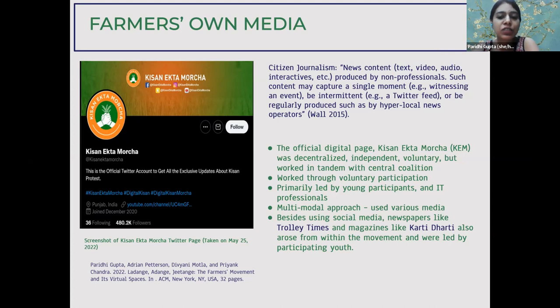The precise definition of the term citizen journalism, as most of us know, has remained elusive. Some have called it user-generated content, and others see it as content produced by non-professional journalists embedded in civic duties. The farmers' protests also became a site where such forms of journalism did not only prosper, but were essential. These were skills that were learned on the go.